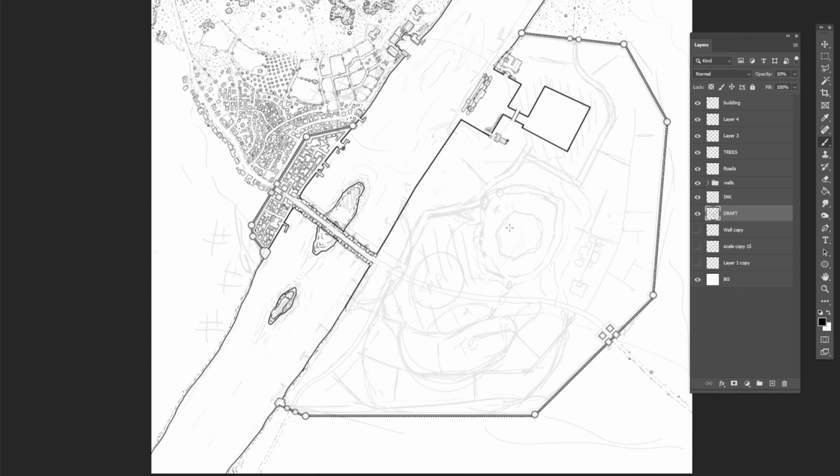So with that said, I'm going to drop off camera. I'm going to start inking in some of these buildings.